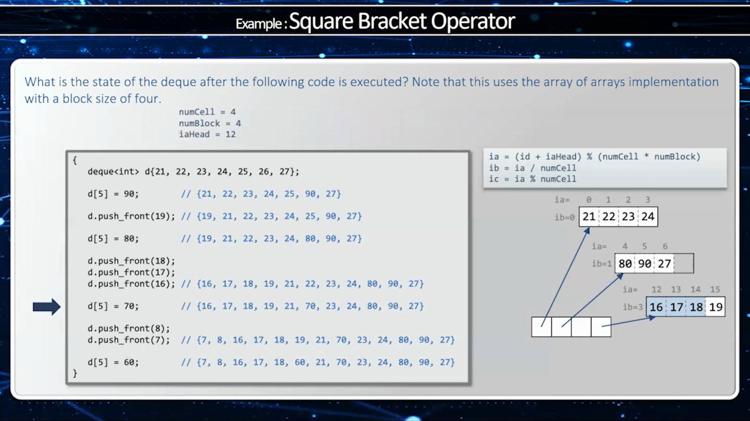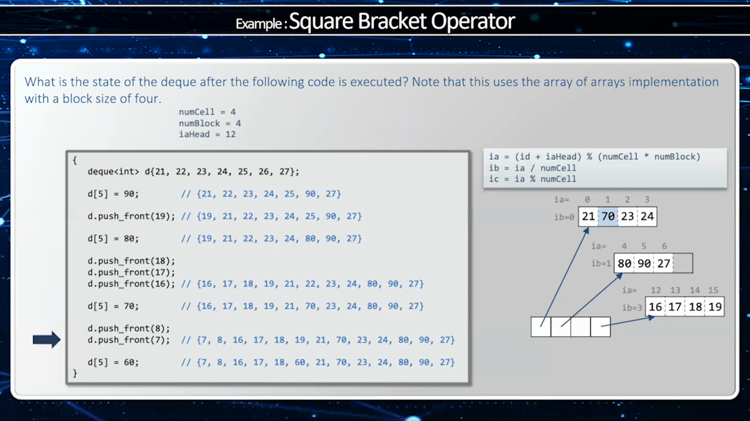Well, I need to figure out what my array index is. So I'm going to take 5 plus IA head, which is 12, which gives me 17. And then mod 16, which is 1. So now my array index is 1. So my block is going to be 0, and my cell index would be 1. Therefore, block 0, cell 1, which currently has the value of 22, now has the value of 70.